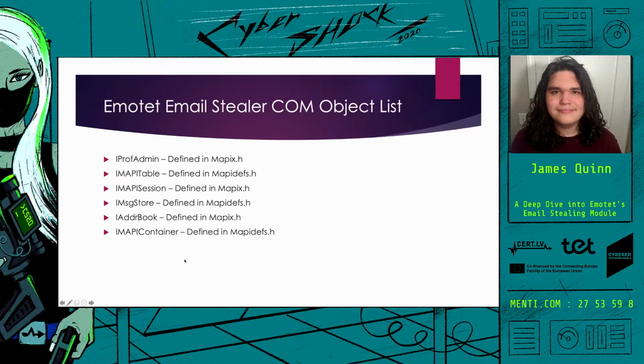Just to go over, these are the COM objects you will encounter when reversing Emotet's email stealer. This is the profile admin COM object used for profile administration. This is the MAPI table used for parsing the MAPI database. MAPI session is for MAPI connections. Message store contains information about the messages. Address book is, of course, the address book. And then IMAPIContainer is another special container used for processing folders.